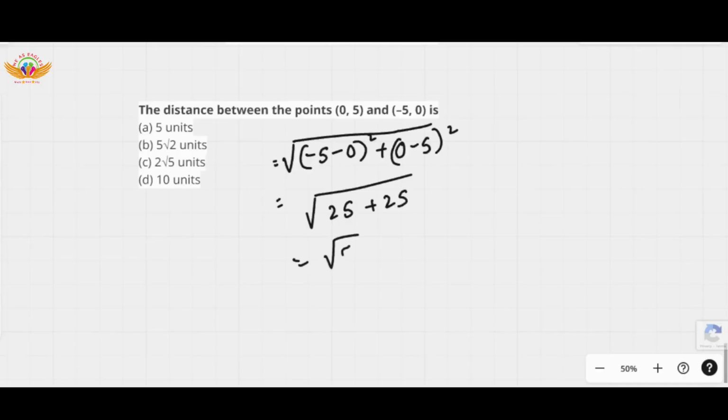Root of 50. How can I write this root of 50 now? I can do it as 25 twos are 50, root 25 into root 2. So root 25 is 5, 5 root 2. So the answer is B.